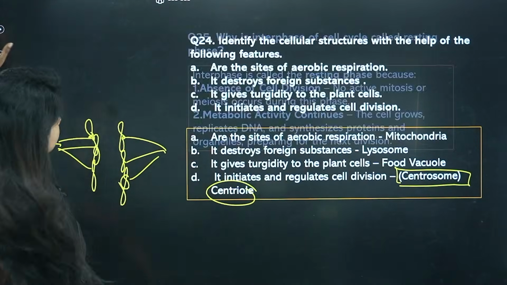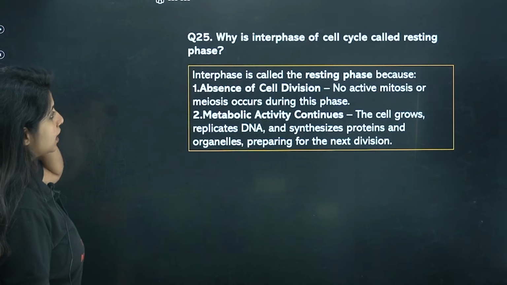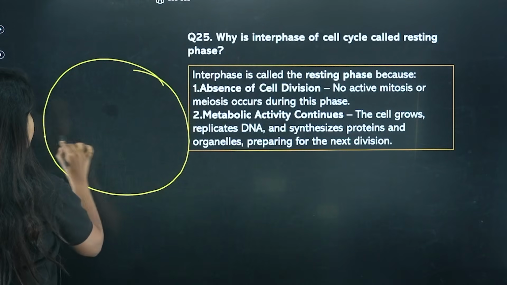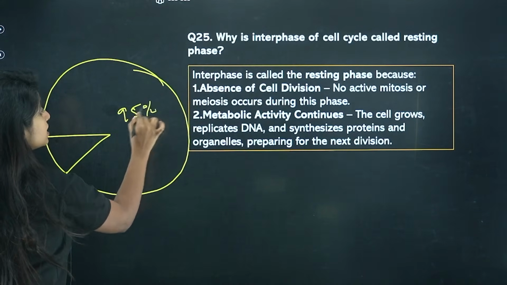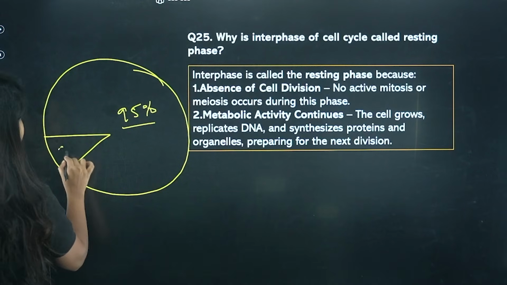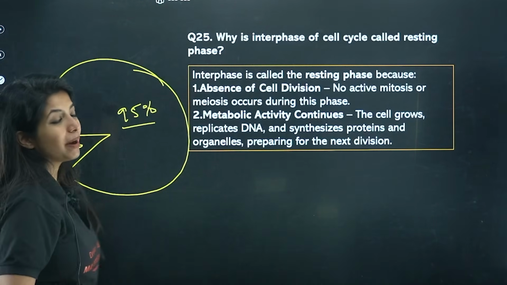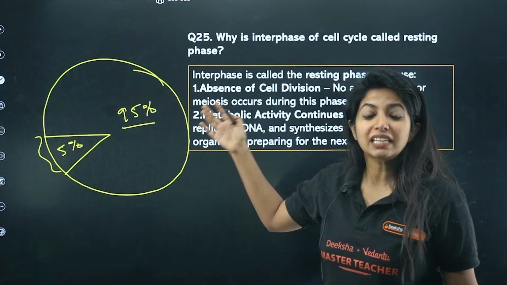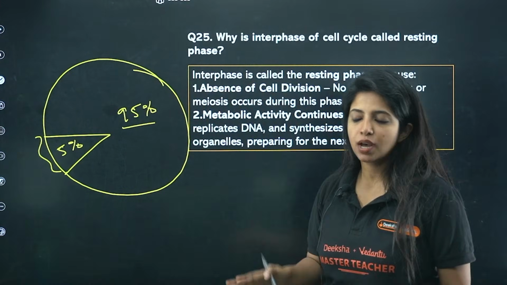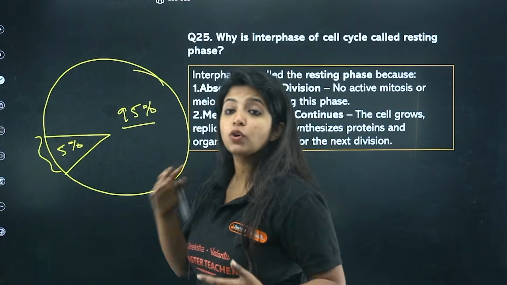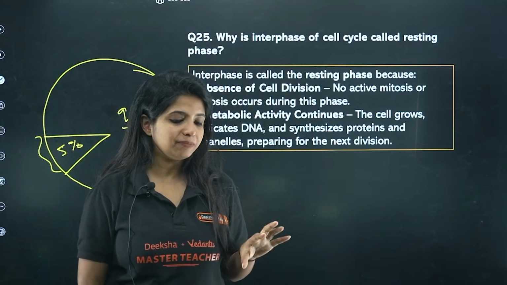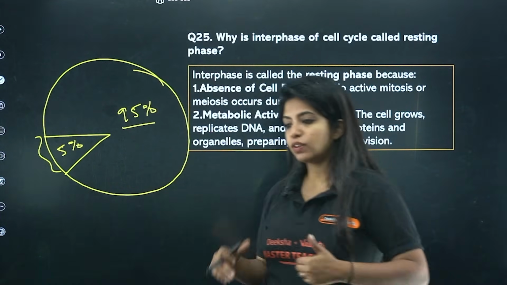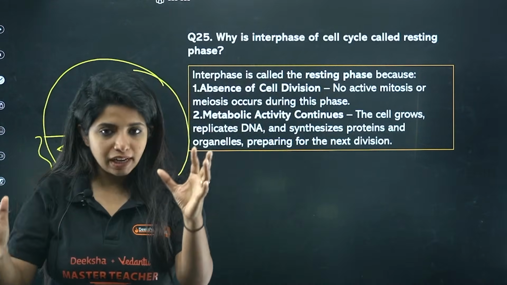Done? Done. Okay, next, why is interphase of the cell cycle called the resting phase? If you talk about a cell cycle, almost 95% of the time the cell is in its interphase stage, and the 5% is the time needed for mitosis or the cell division to actually happen. So ma'am, why is the cell in the interphase stage for 95%? Also, why do you call it the resting phase? When you have a resting day, generally we are more productive, right? We have more energy to do a lot of things. So you can imagine it like that.